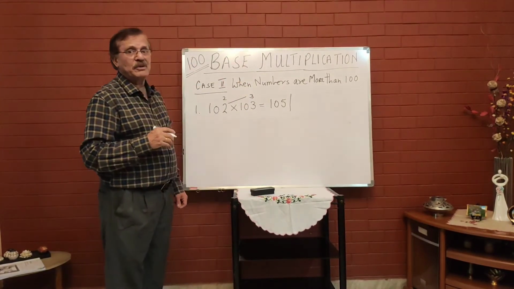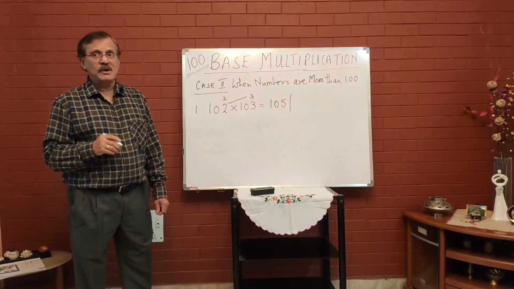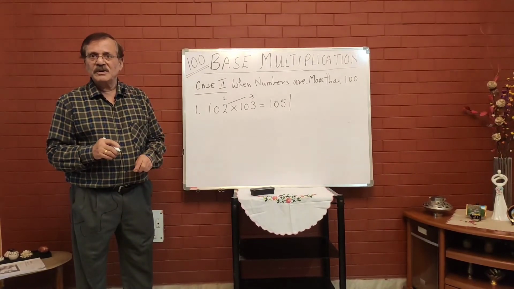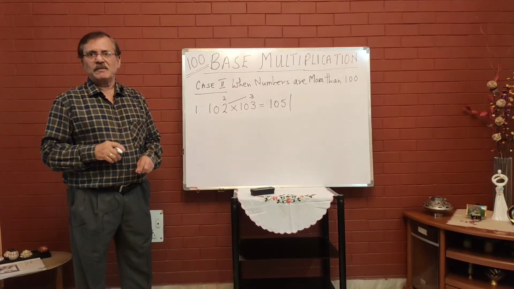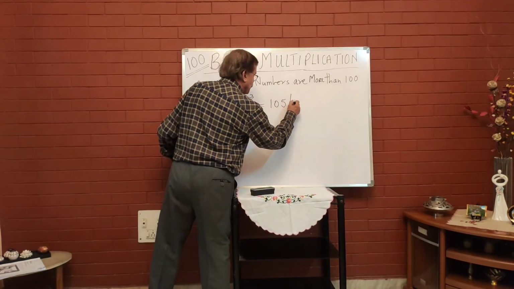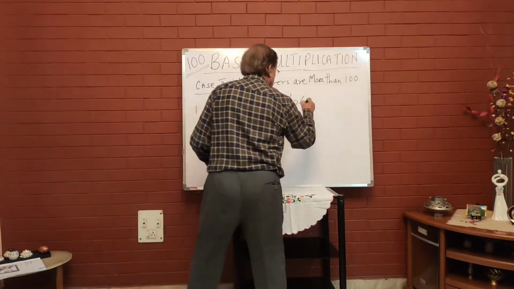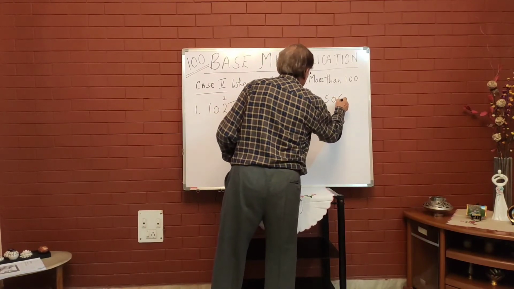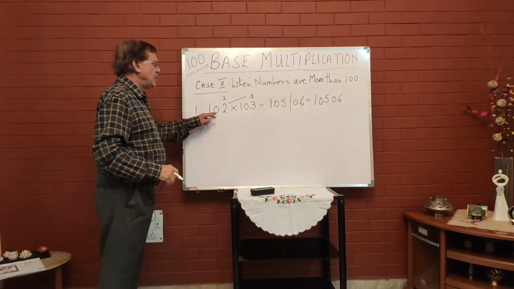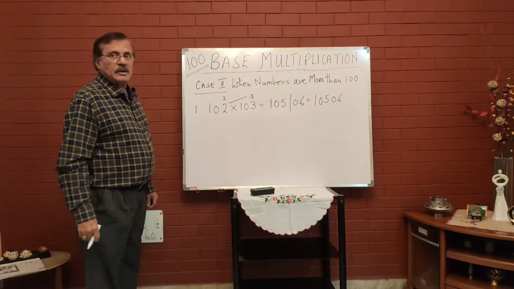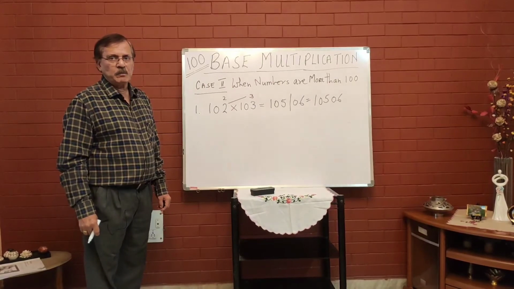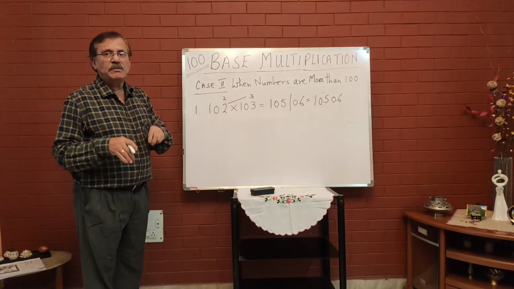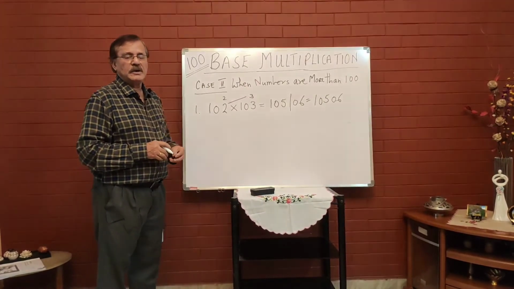But can we write 6 over there? No. 6 is only 1 digit. And 100 has how many digits? 2 digits. So we write 06. And finally, when you combine the two answers together, you have 10506. This is when you multiply 102 into 103. Now you can see, without any calculations, you have done this hard sum, and with practice, you can get this sum very fast.